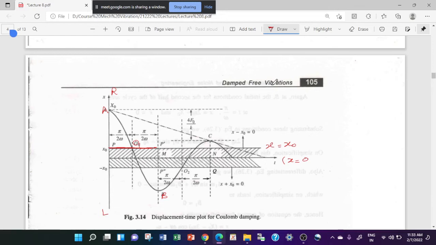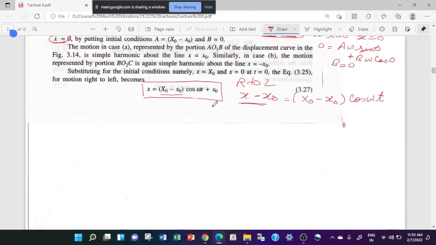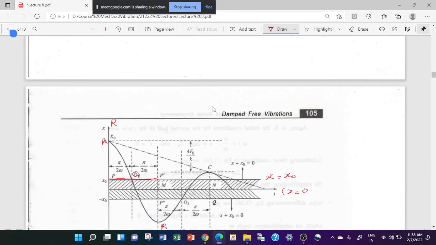So this is basically the first half cycle, and you are getting a cosine curve, which has been given by this equation. I can write the equation here: x is equal to (capital X naught minus small x naught) into cos omega t plus small x naught. So this equation is plotted here, and it is having a cosine curve with respect to this axis.